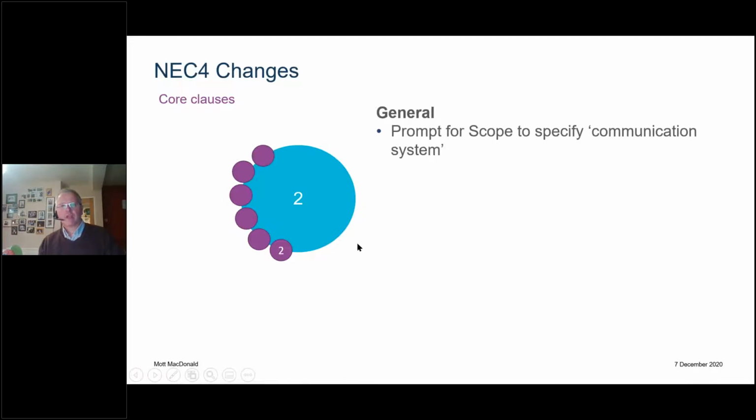2. So 2 is under the contract. I really ought to put this in the slide, didn't I? 2 is the contractor's or the consultant's main obligations. That's the title of section 2. Simple one, there's now a prompt to request the scope to specify what communication system you want to use for the contract. That's just good practice.